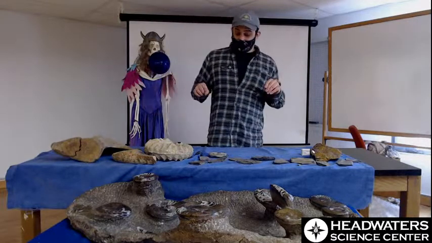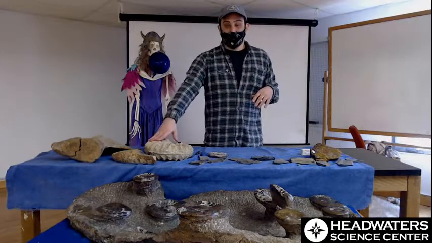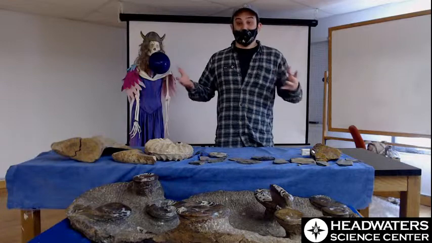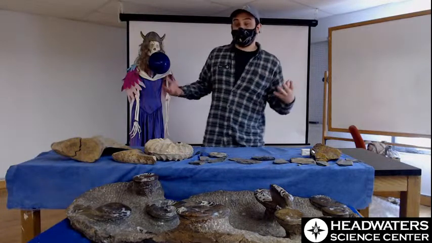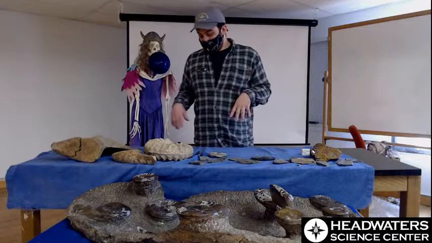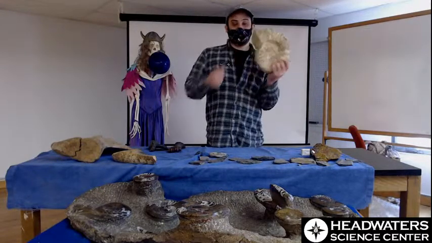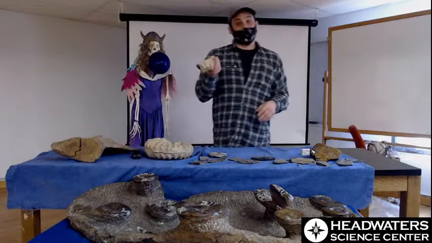What's kind of cool with that is it lets you get internal structures in a way that you don't with the casts, because the cast, by definition, is just the outside, whatever was exposed on the outside at the time that thing died. If we crack this open, it's just going to look like a rock in there. Whereas if we crack this open, it's going to look like the inside of a mammoth tusk.